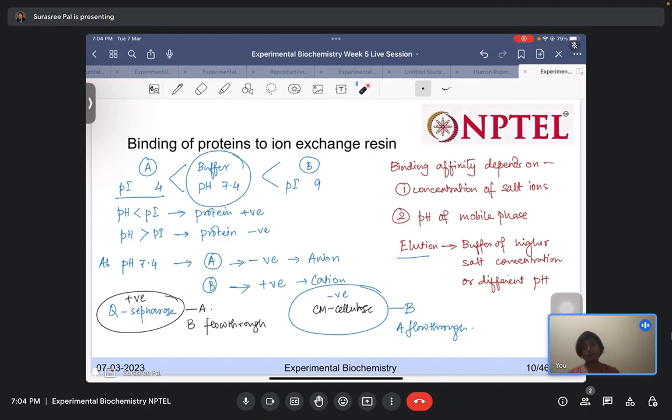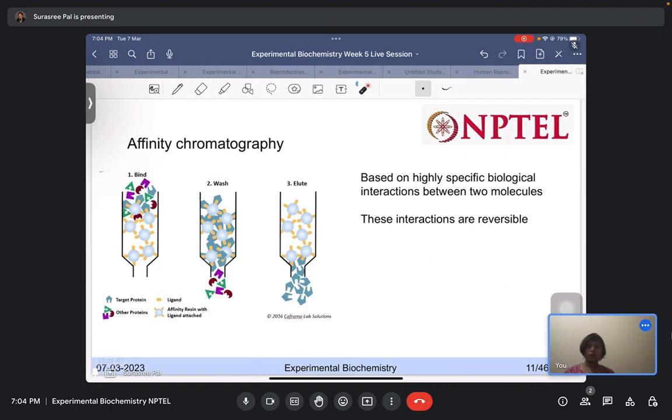Similarly, in gel filtration chromatography also, if the proteins have very close molecular weight, then they cannot be separated using a gel filtration column. So this is the ion exchange chromatography. Next we will talk about affinity chromatography.